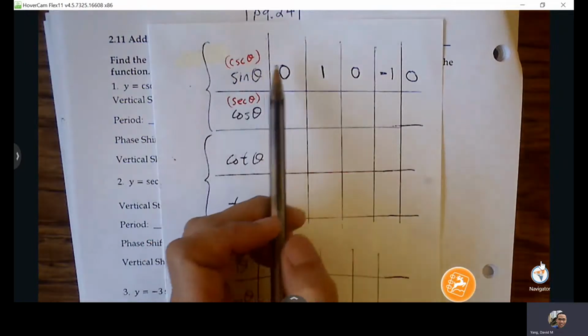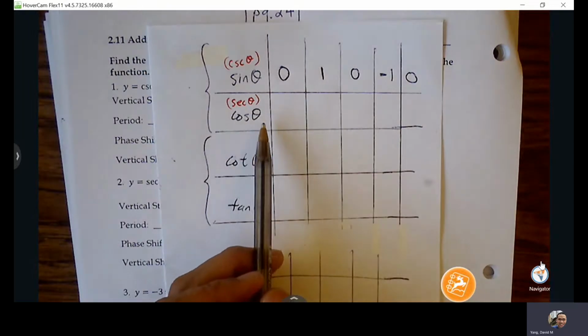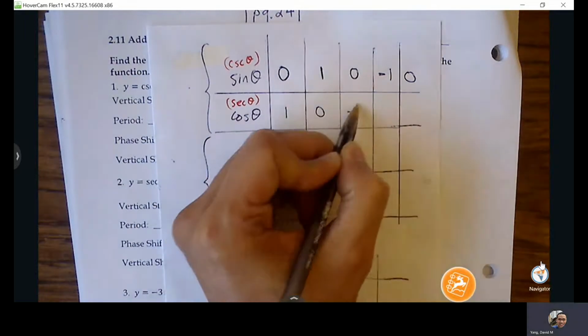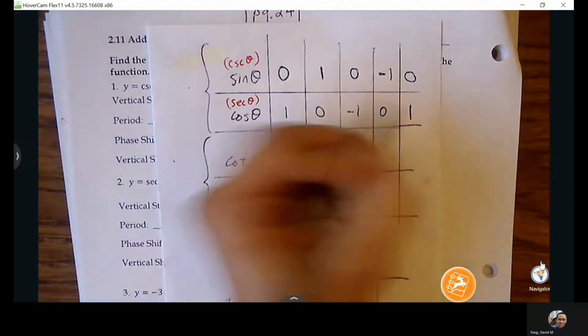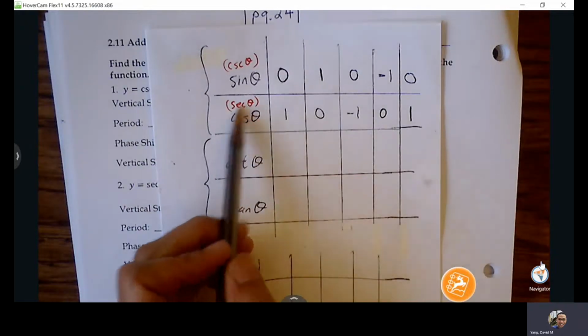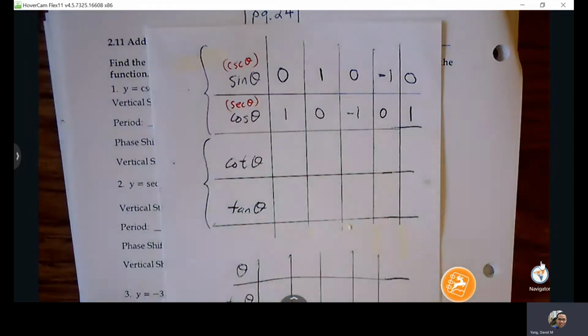But with cosecant, there are going to be vertical asymptotes, but we can draw those in after we see where it intersects with our d value. Cosine, where does cosine start? It has a y value of 1. So secant matches up with cosine, and cosecant matches up with sine.